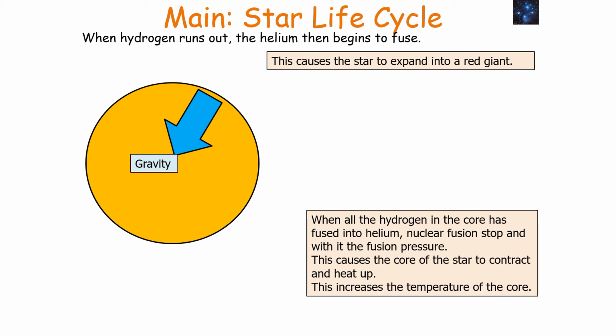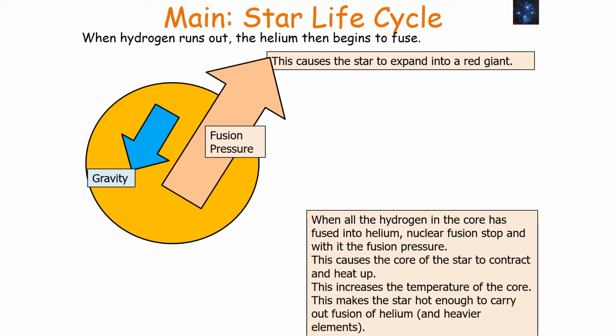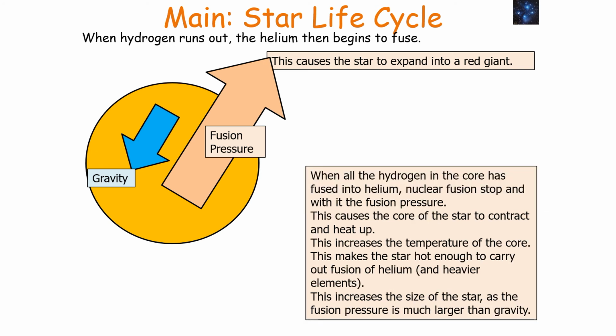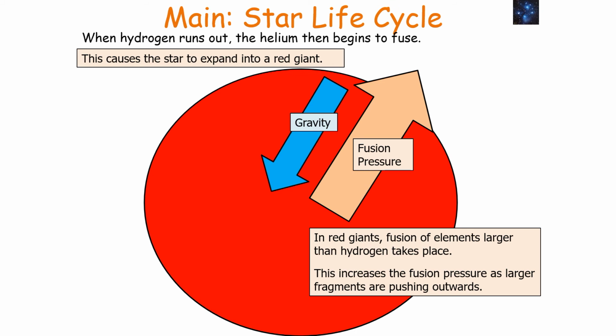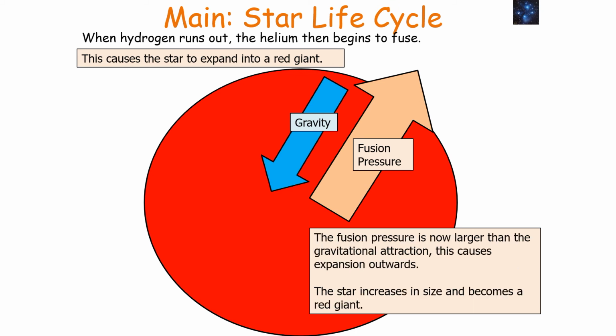This increases the temperature of the core. This makes the star hot enough to carry out fusion of helium and heavier elements. This increases the size of the star as the fusion pressure is now larger than the gravitational contraction, so therefore you've got your larger star. So the star increases in size and becomes a red giant.